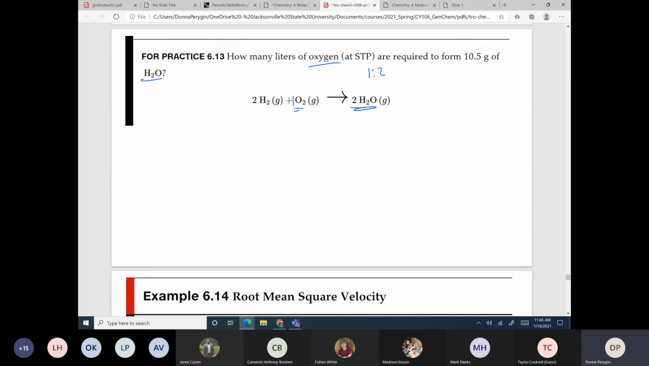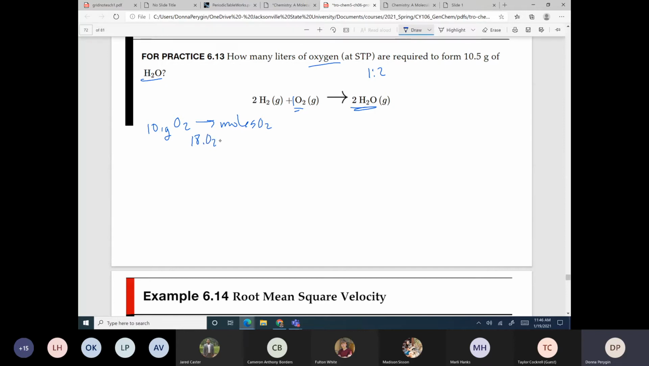So 6.13, we're going to start with 10.5 grams of O2, okay? So we're going to convert that to moles of O2, okay? And how are we going to do that? We're going to use the 18.02 grams per mole, right? And then we're going to convert that to moles of, no, I'm sorry, grams of H2O. I did that. Sorry.